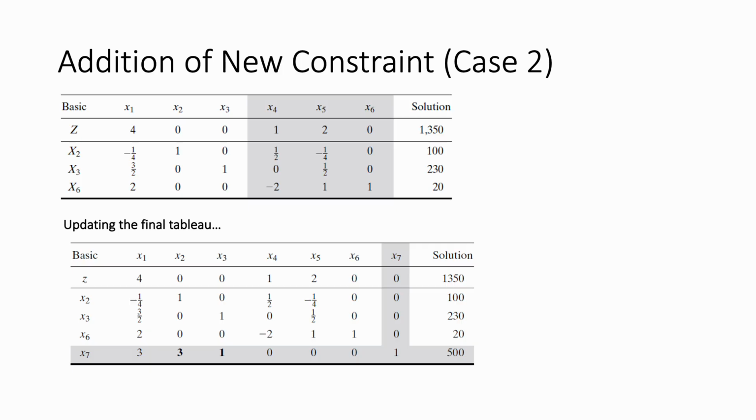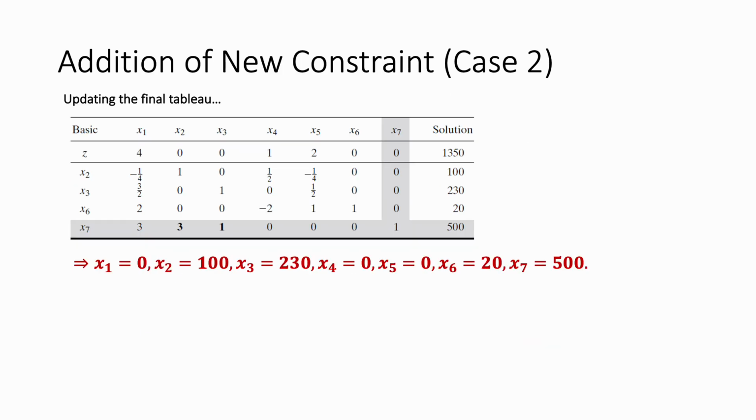And then we update the tableau. So if you notice, this was the original optimal tableau. Now we add the new constraint. So we let x₇ be the variable that represents the slack for this new constraint. Okay, so these are the resulting values of our variables.